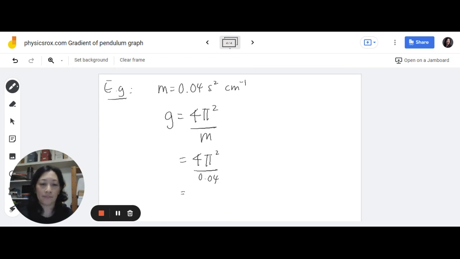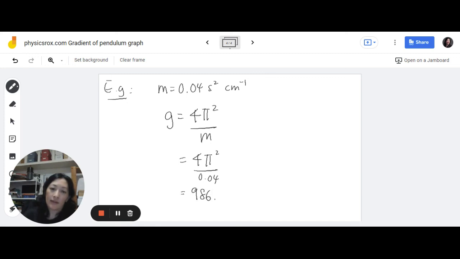The camera's off screen, okay? I'm using the calculator on my laptop, and my mouse is not behaving now. Okay, there we go. 4 times pi squared, then divide by 0.04, and the number I get is 986.96. So remember, in SPM physics, we should always write up to 2 to 3 decimal places, right?